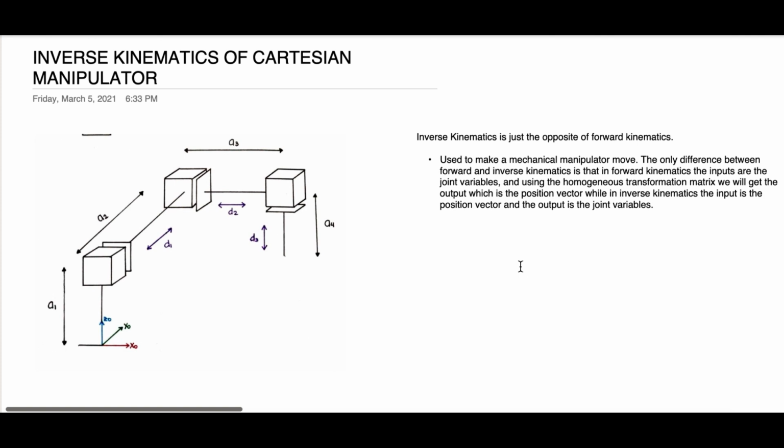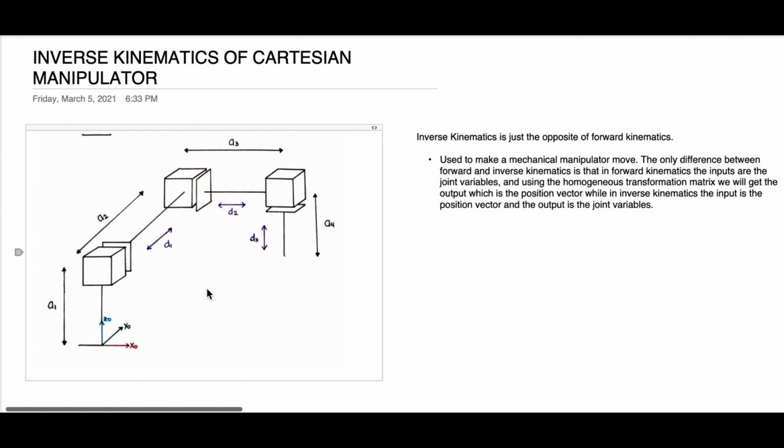The only difference between forward and inverse kinematics is that in forward kinematics, the inputs are the joint variables, and using the homogeneous transformation matrix, we will get the output, which is the position vector, while in inverse kinematics, the input is the position vector and the output is the joint variables. The method of deriving the joint variables varies depending on the mechanical manipulator.